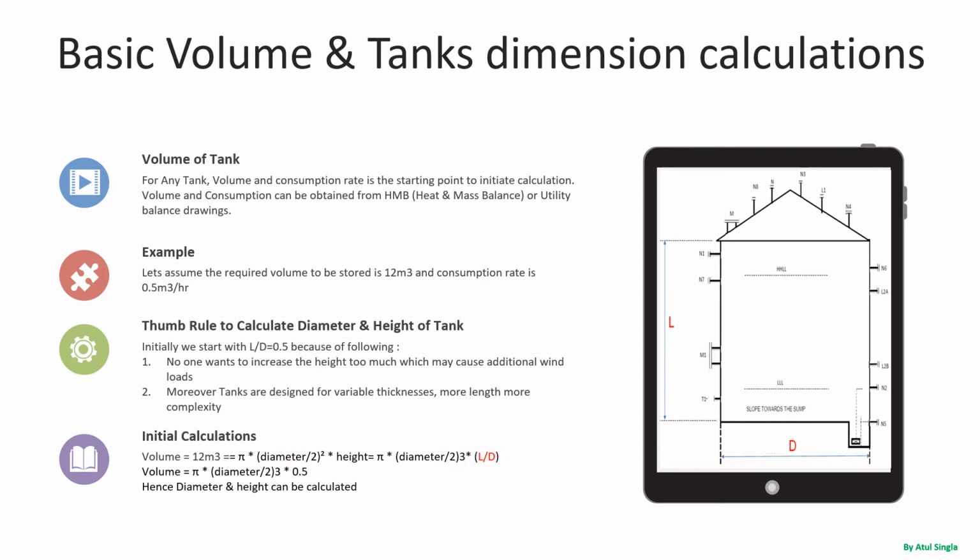So L by D we are putting as 0.5 here, so that now we have only one variable which we need to calculate, that is diameter. With the help of this formula we can calculate the diameter, and with the help of this ratio we can calculate the length. So this is how we calculate the tentative dimensions of the tank at a very initial stage of the project, and this data we fill in our process data sheets also.